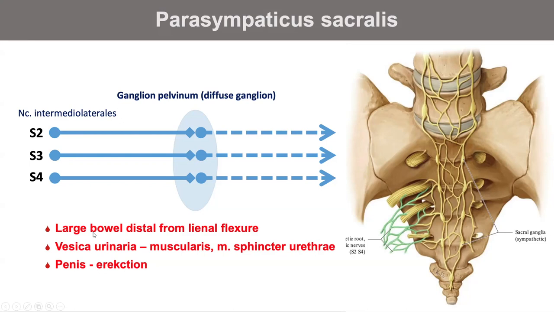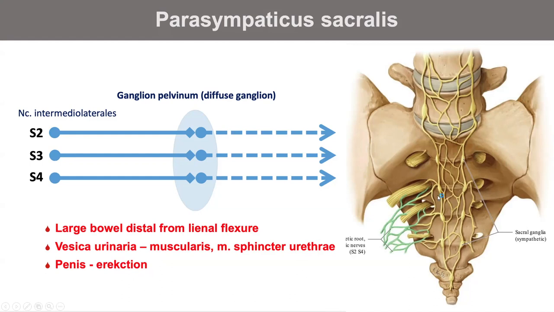The target is the part of the gastrointestinal tract below the level of the left colic flexure, or splenic flexure. It innervates the muscle of the urinary bladder, musculus detrusor, if you remember, and also the musculus sphincter urethrae, and it causes the erection in the penis or clitoris. So remember, the erection is parasympathetic and the ejaculation is sympathetic.